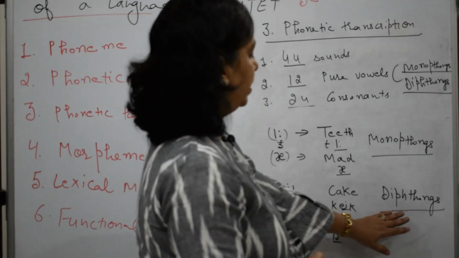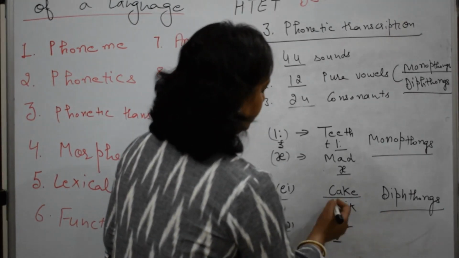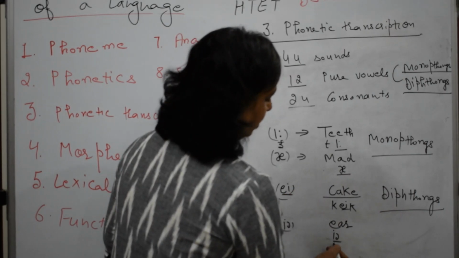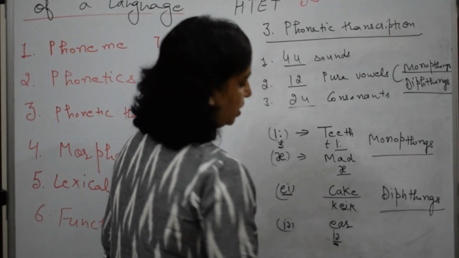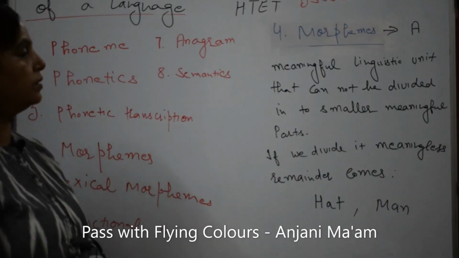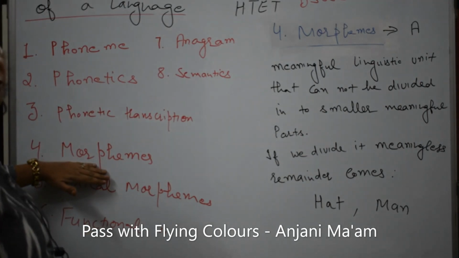In the same way, in diphthongs, we have two vowel sounds. First word is cake. It means this has two vowel sounds. Ear. It means two vowel sounds are there, so it becomes a diphthong. Let's see the fourth important component of language, that is morphemes.